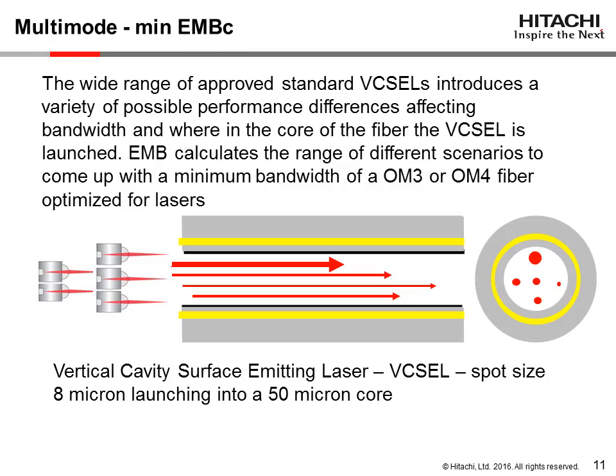This slide demonstrates the range of different light mode paths that can result when several 8-micron VCSELs launch into a 50-micron fiber. A wide range of industry-approved standard VCSELs from different manufacturers introduce a variety of possible performance differences affecting bandwidth and where in the core of the fiber these different VCSELs are launched. EMB calculates a range of different scenarios to come up with a minimum bandwidth of an OM3 or OM4 fiber, which are optimized for 850 nanometer lasers.